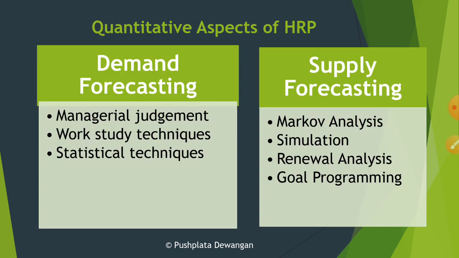Next we are going to study the quantitative aspects of human resource planning. The quantitative aspects of human resource planning are further classified into two categories. The first one is demand forecasting, the second one is supply forecasting.